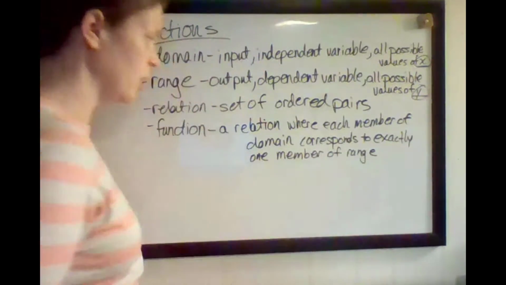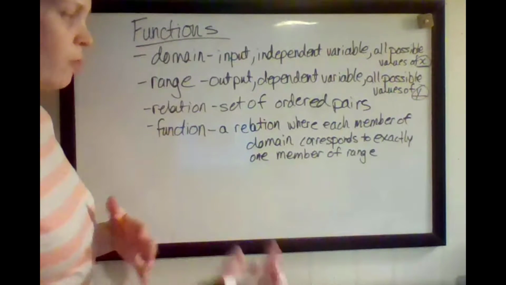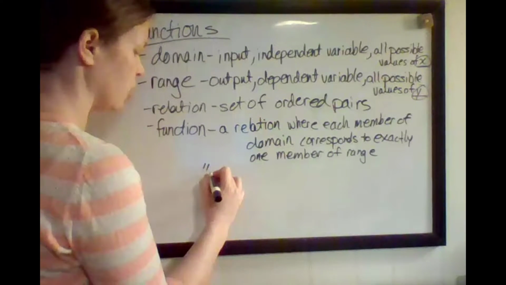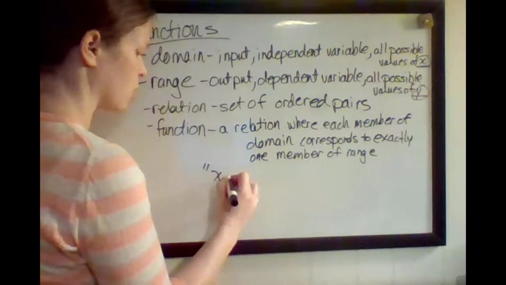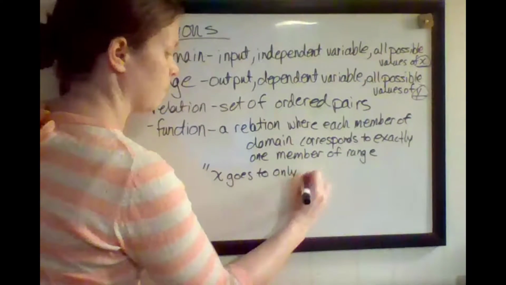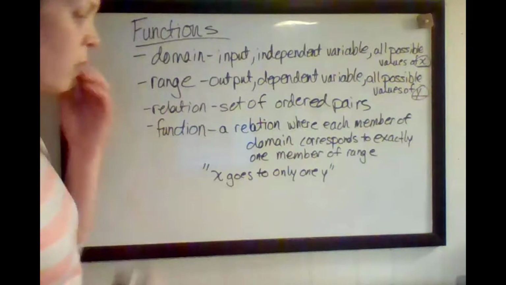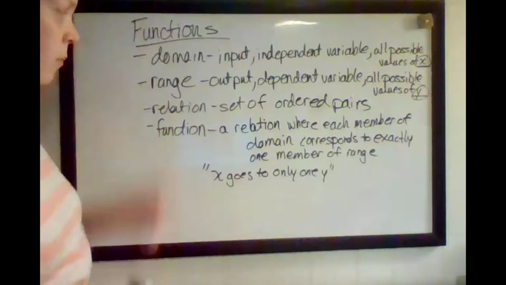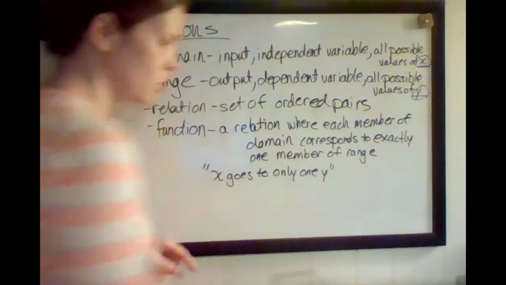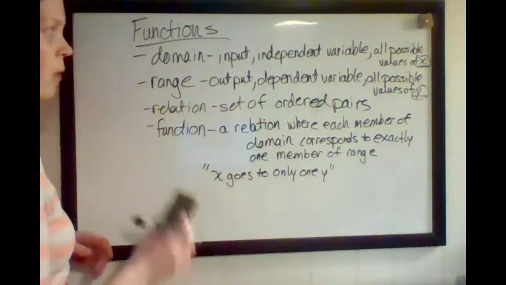Now, that's a little wordy. Each member of the domain corresponds to exactly one member of the range. Probably the more broken down way to think of it is that each x goes to only one y. So every x can only go to one y. So now let's look at an example with an actual relation and determine is it a function or not. The key thing to figure out if it's a function: x goes to only one y.